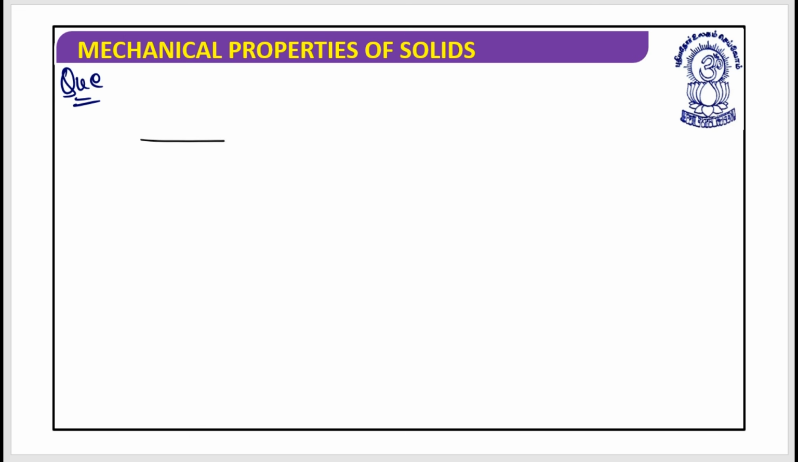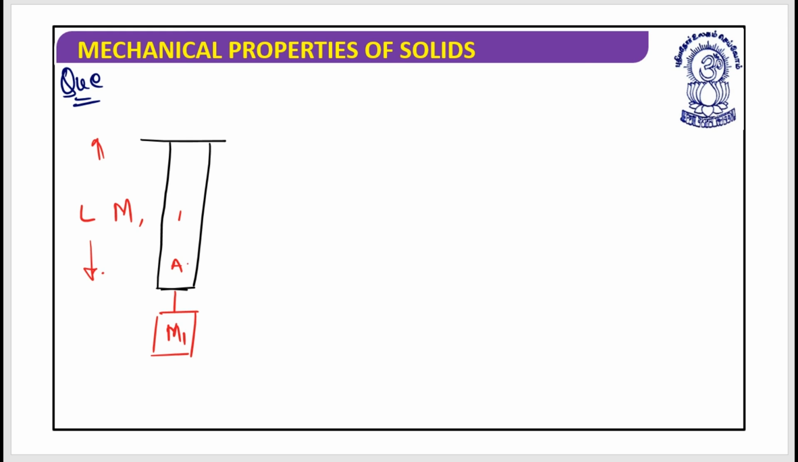Let's suppose the situation is that this is a rigid support, and with this rigid support a wire has been hung, and with this wire I have attached a certain load. This load has mass m1, this wire has mass m, length l, and its cross sectional area is A. Now let's suppose we have a point over here, at a distance x from the bottom end.